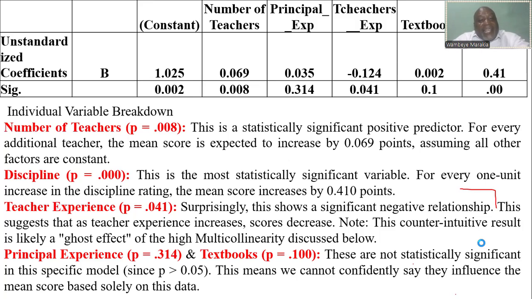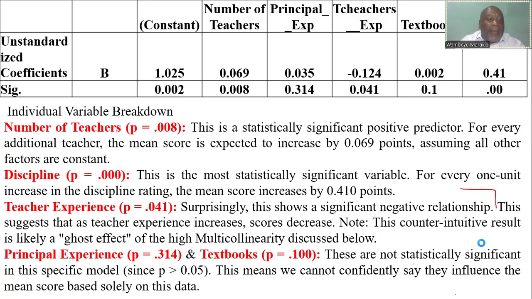And this suggests that as teacher experience increases, score decreases, which is a counterintuitive result and is likely a cost effect. There is multicollinearity that is bringing this effect. So, as a researcher, you check, because we know teachers with high experience produce good results. But here, it is the opposite. So here you have to check for that multicollinearity in the results.